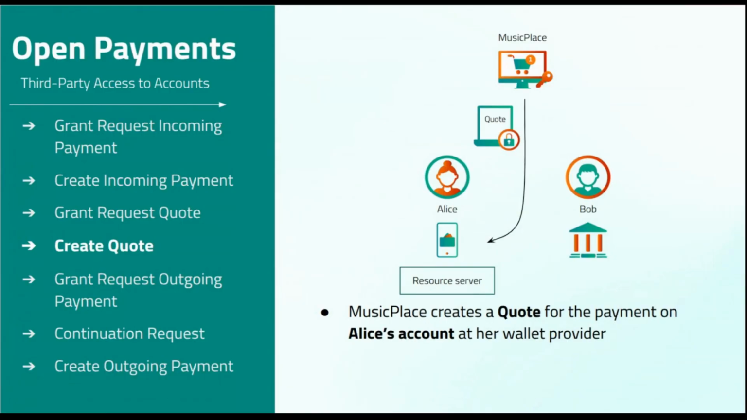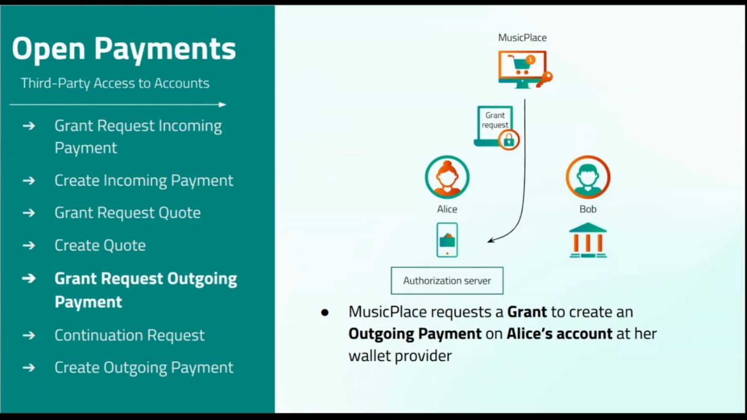Once that access token has been received, then MusicPace can make a request to the digital wallet's resource server, and that's to actually make that quote resource. After that, we move on to our last grant request, which is for an outgoing payment. But this one is a little bit more involved.